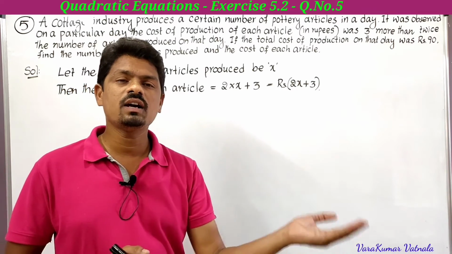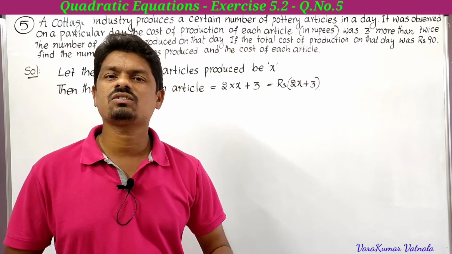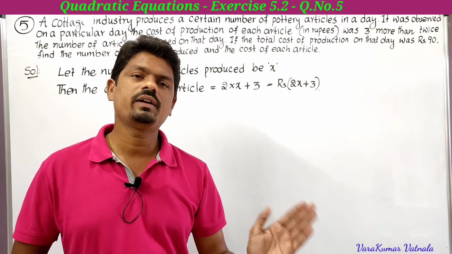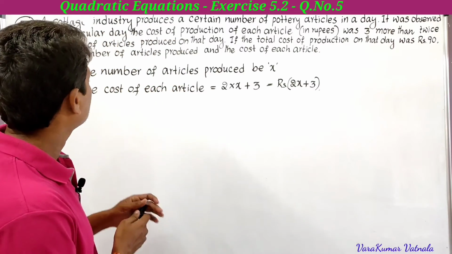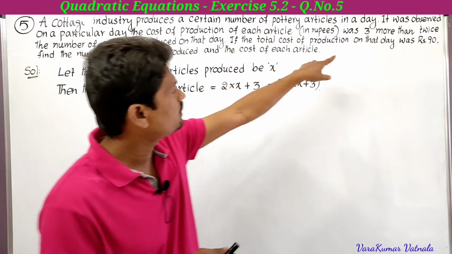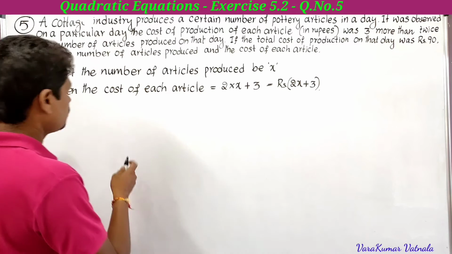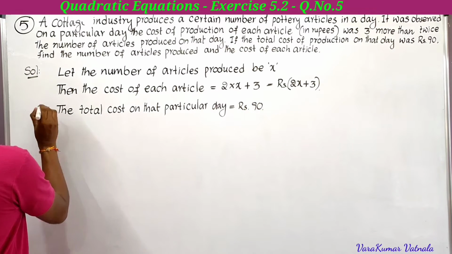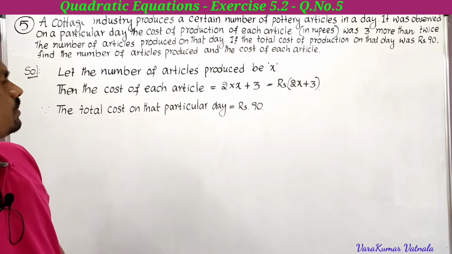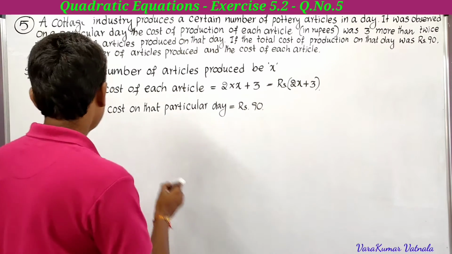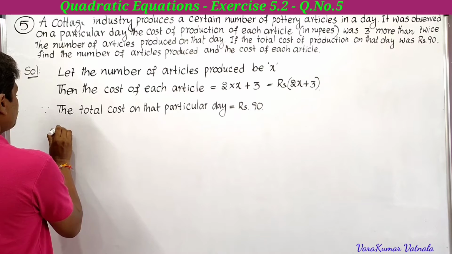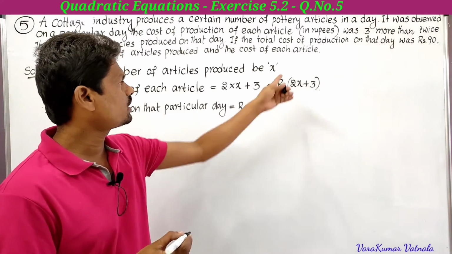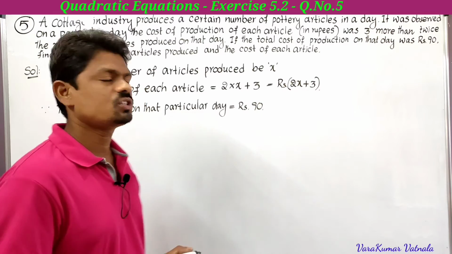By multiplying the number of articles with the cost of each article, we can get the total cost on that particular day. So here also, we have to multiply to get the total cost. So see here, what he has given is 90. Since the total cost on that particular day is rupees 90, how can we get the total cost? Number of articles into cost of each article.